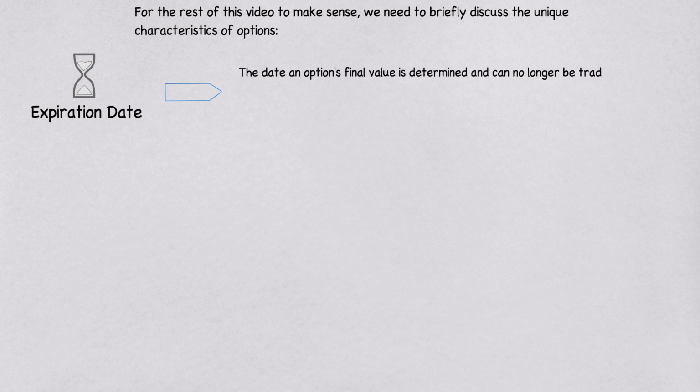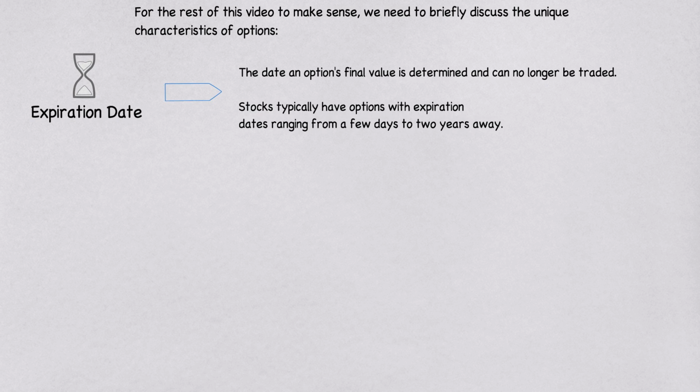Now, unlike stocks, which are just shares of stock that are bought and sold, options have unique characteristics that we need to talk about before we get into the rest of this video, otherwise nothing's going to make any sense. So first and foremost, every option has an expiration date, which is the date that the option's final value is determined and the option can no longer be traded. Now, most stocks will have options that are expiring anywhere from a few days away to up to 2 years away.